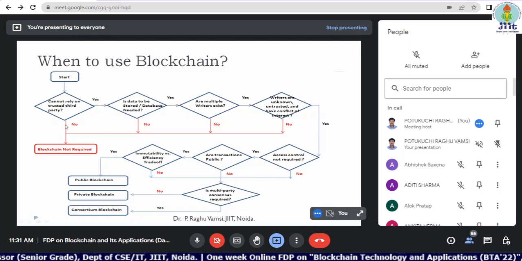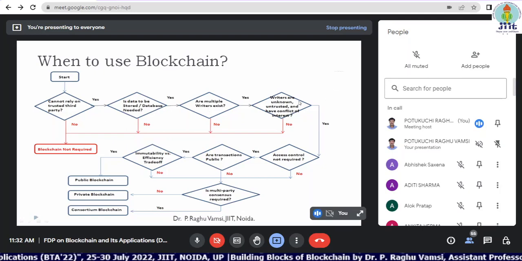If I cannot rely on a third party, go for the next check. Is a database needed? If the database is not needed, then blockchain is not required for your project. If it is required, check whether multiple writers exist. If there are no multiple writers, blockchain is not required. If multiple writers exist, are the writers unknown, untrusted, and in conflict of interest? If there is no conflict of interest, blockchain is not required.